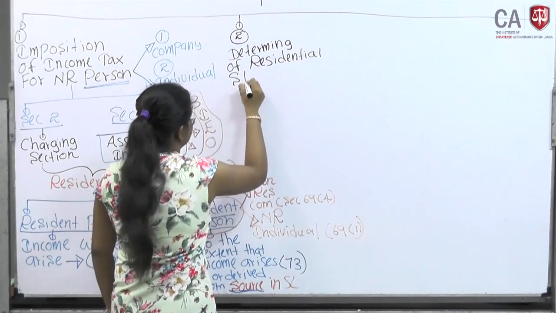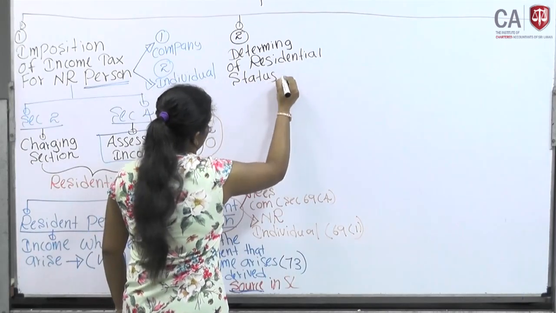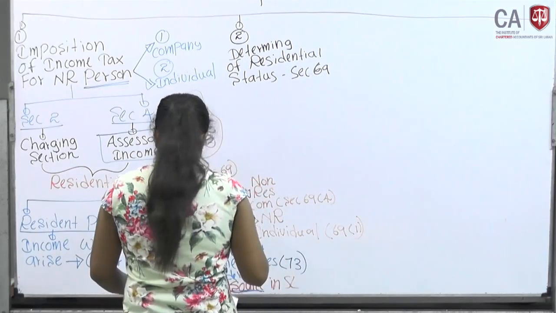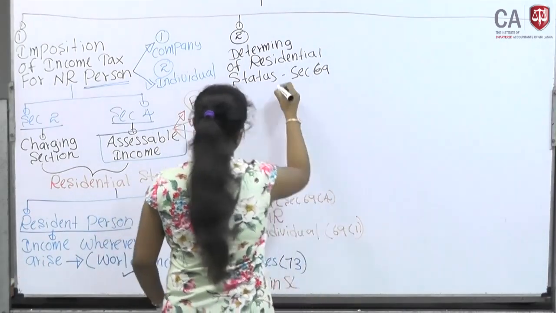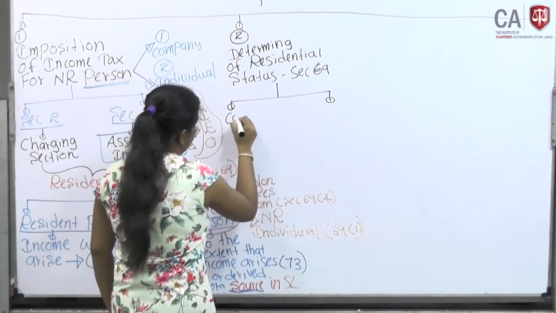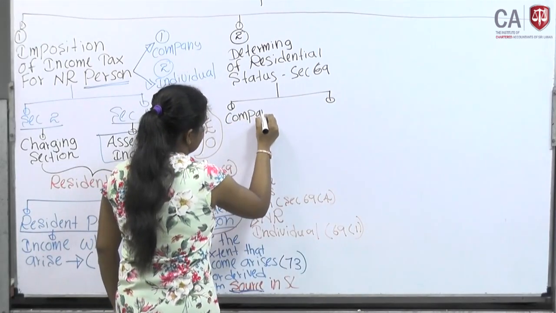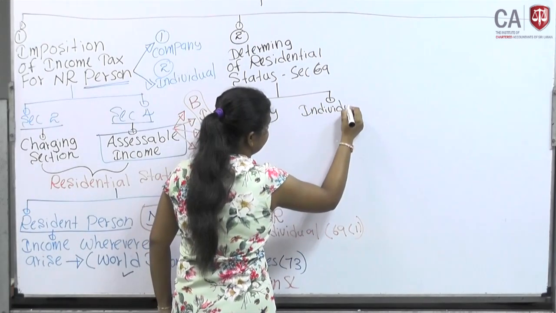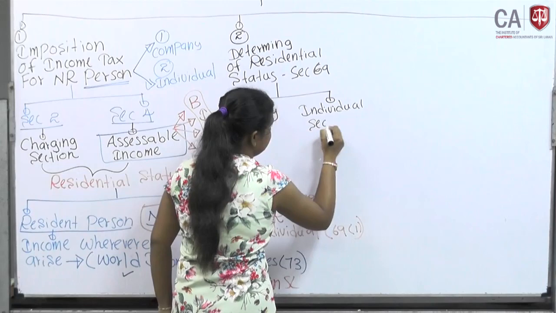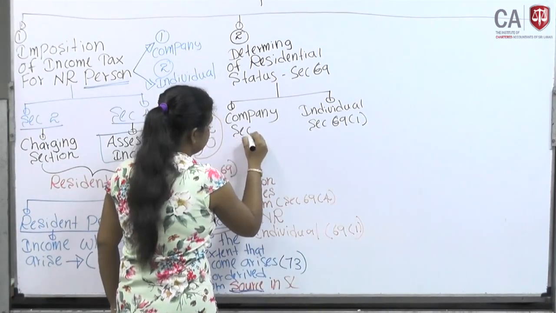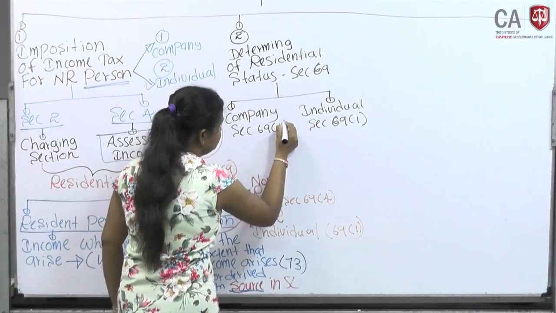Residential status is talked about under section 69. Again I am coming to these two persons, company and non-resident individual. This is section 69 subsection 1, and this is section 69 subsection 4.